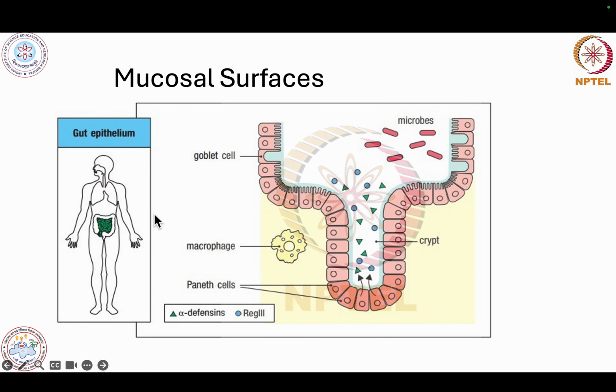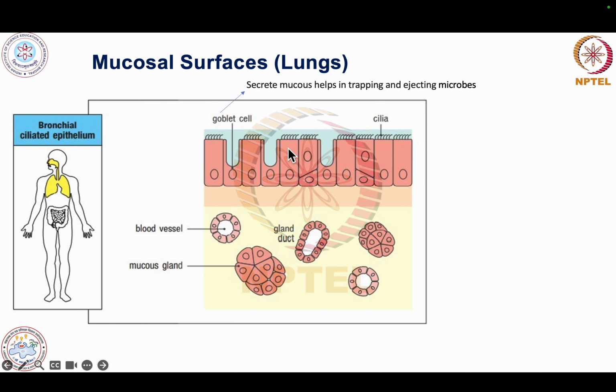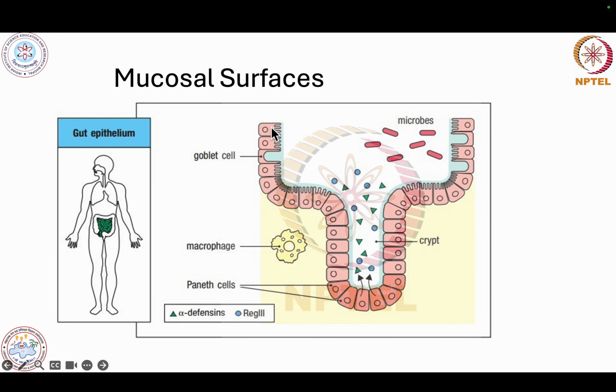So this is another mucosal surface, which is present in the gut epithelium. The previous example was the bronchial ciliated epithelium. In the gut epithelium you won't find cilia. Here we will see a villi-like appearance. In the gut you know that the villi are present, right?